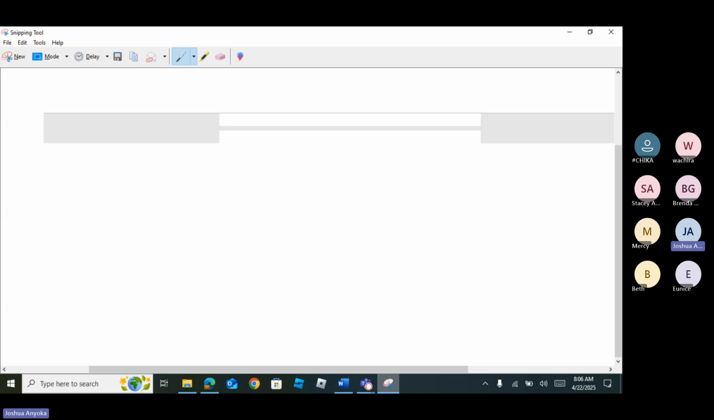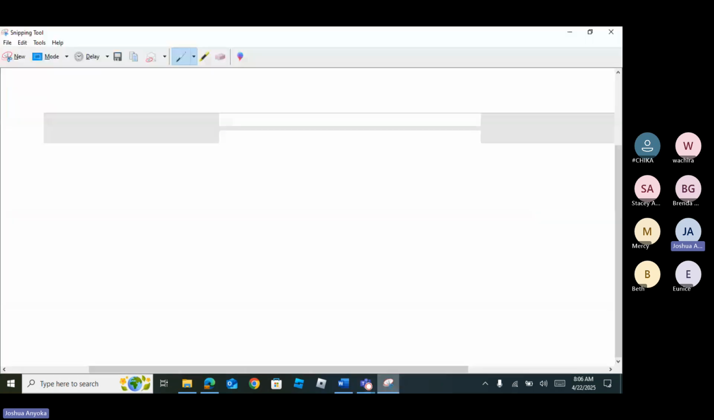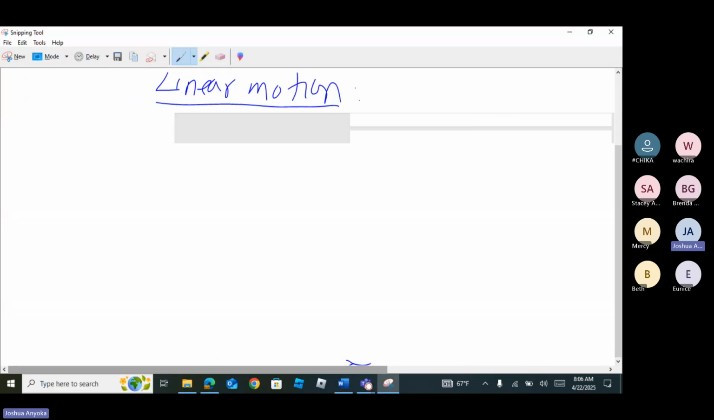Let's move on. Yesterday we agreed, today we discuss linear motion. And then we do a few examples on linear motion. So what are we expected to know in this linear motion? Fortunately or unfortunately, there is very little to know.